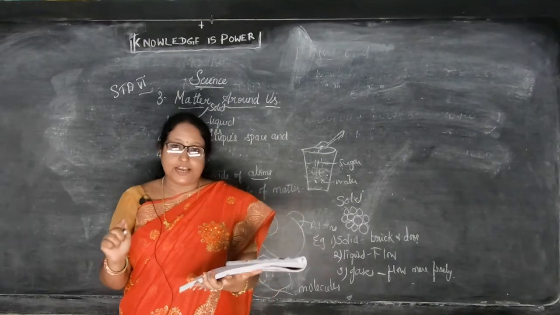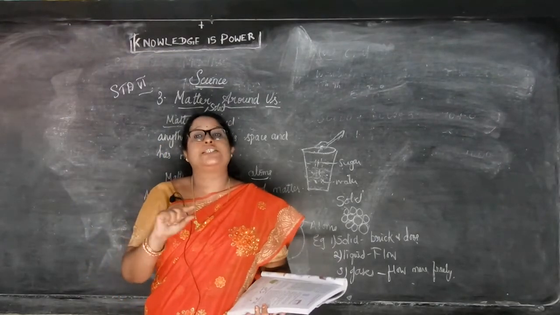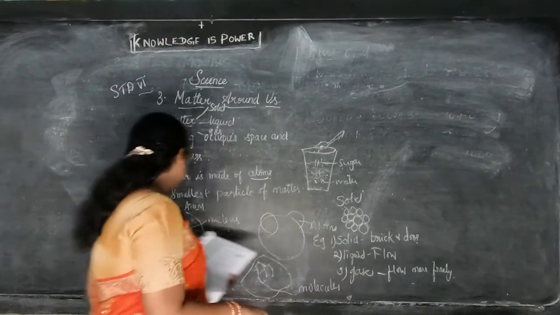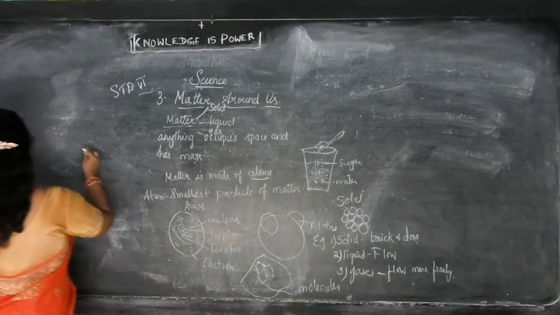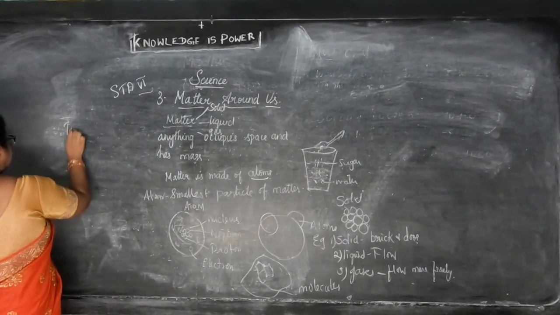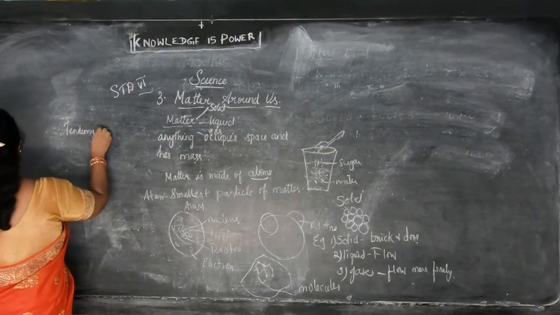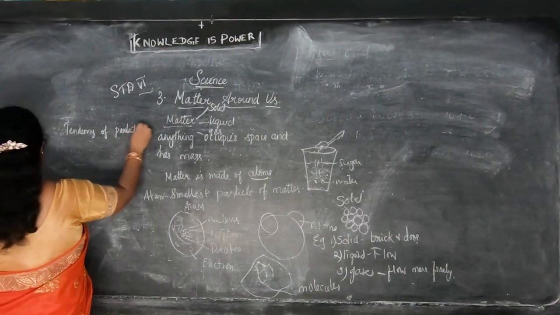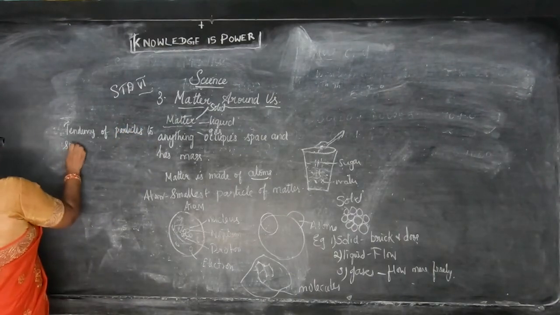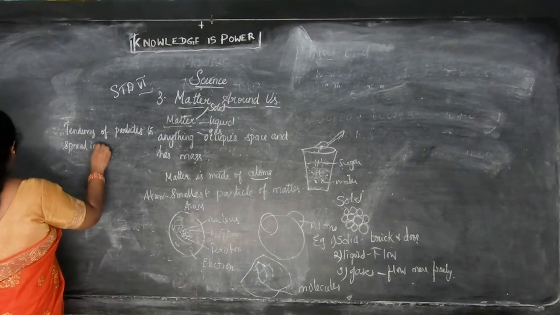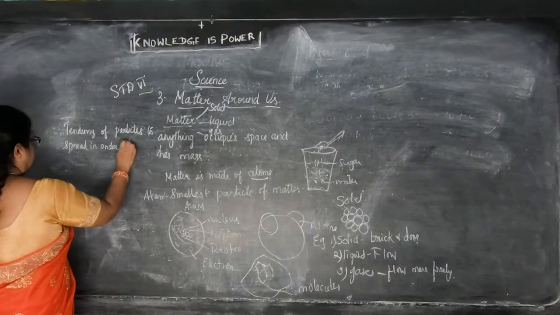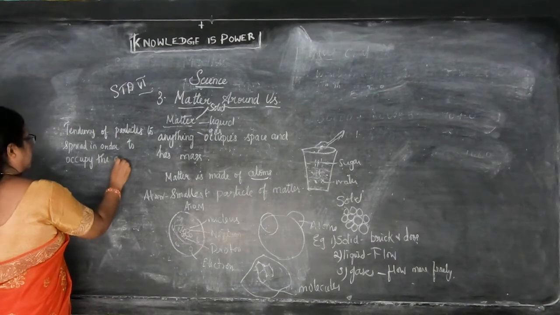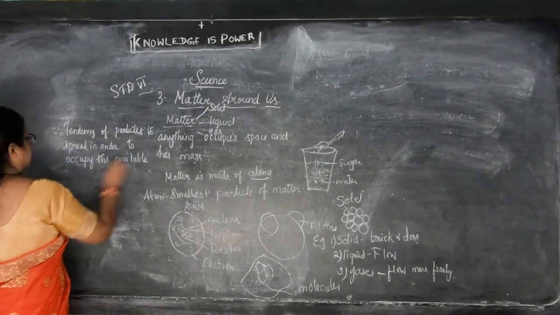Now what is diffusion? Diffusion is the tendency of particles to spread out in order to occupy the available space. Whatever space is there, they occupy it. That is called diffusion.